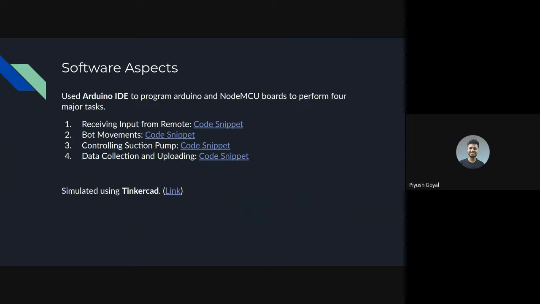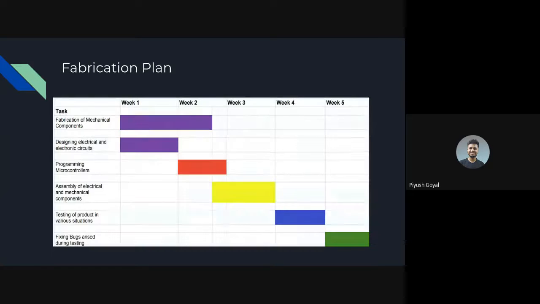We have used Arduino IDE to program our Arduino and Node MCU board, and basically we are performing four major tasks. The first one is receiving input from the remote. The second one is controlling the bot movements. The third one is controlling the suction pump, and the fourth one is collecting data and uploading it to the server. The code for the same can be found using the respective links. We have put this code on Tinkercad, and the YouTube video for the simulation can be found from this link.